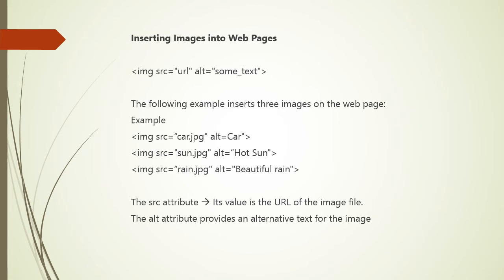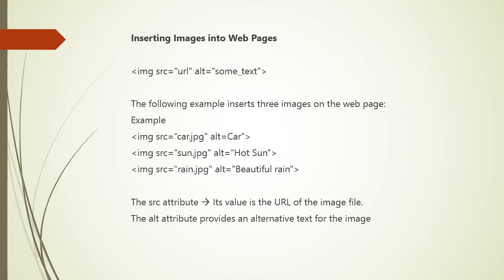Consider now how to insert images into web pages. Images enhance the visual appearance of web pages by making them more interesting and colorful. The img tag, as we have seen, is used for inserting the image into an HTML document. So we have already seen img src is equal to URL, alt is equal to subtext. The following example inserts three images on the web page.